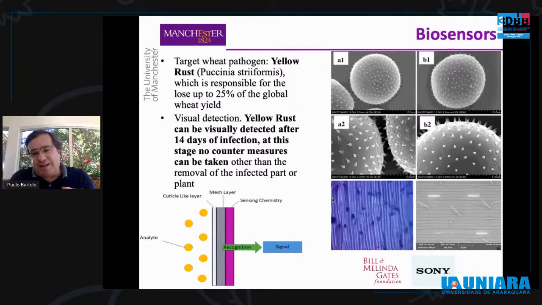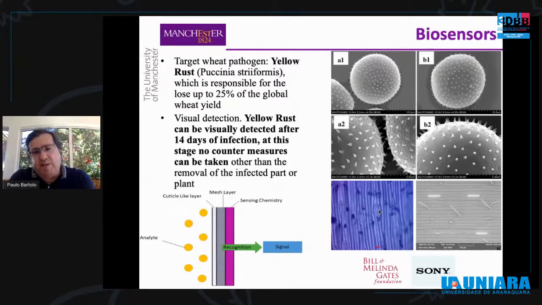showing also the micro grooves that characterize the leaf, and also these circular structures which correspond to vertical channels in the leaf called stomata. And it's through these stomata channels that the pathogens penetrate deeper in the plant. These stomata are opening and closing depending on the environmental conditions, mainly temperature and humidity.